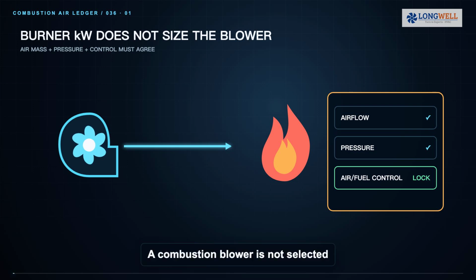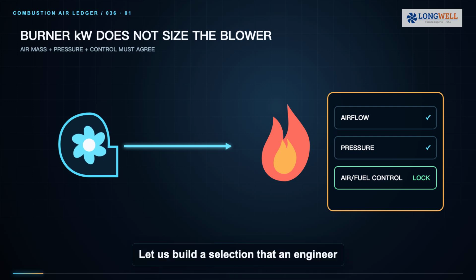A combustion blower is not selected by burner kilowatts alone. The right question is, can it deliver the required oxygen-bearing air at every firing rate while overcoming the complete air path resistance? Too little air can create unstable or incomplete combustion. Too much air wastes heat and can move the burner away from its commissioned ratio.